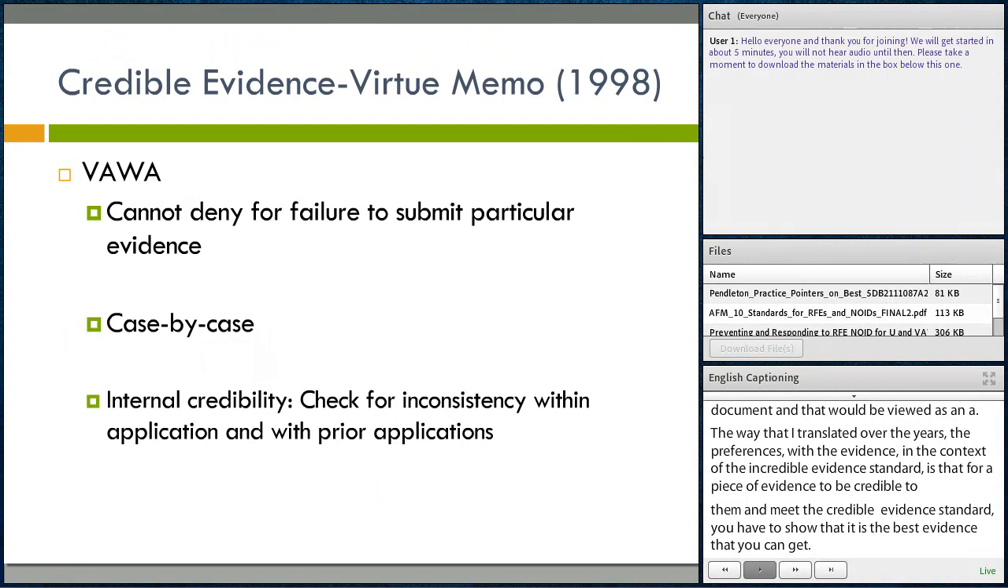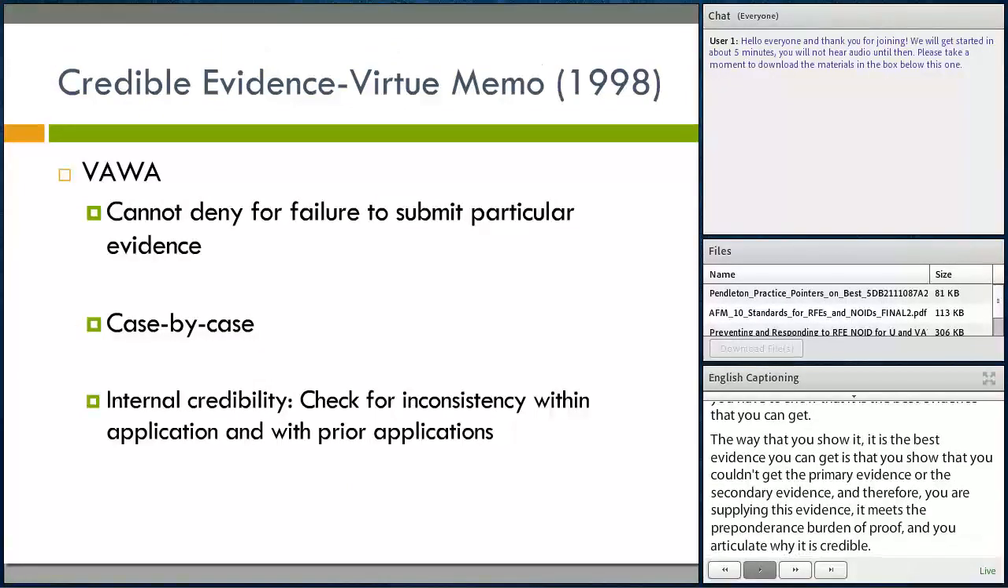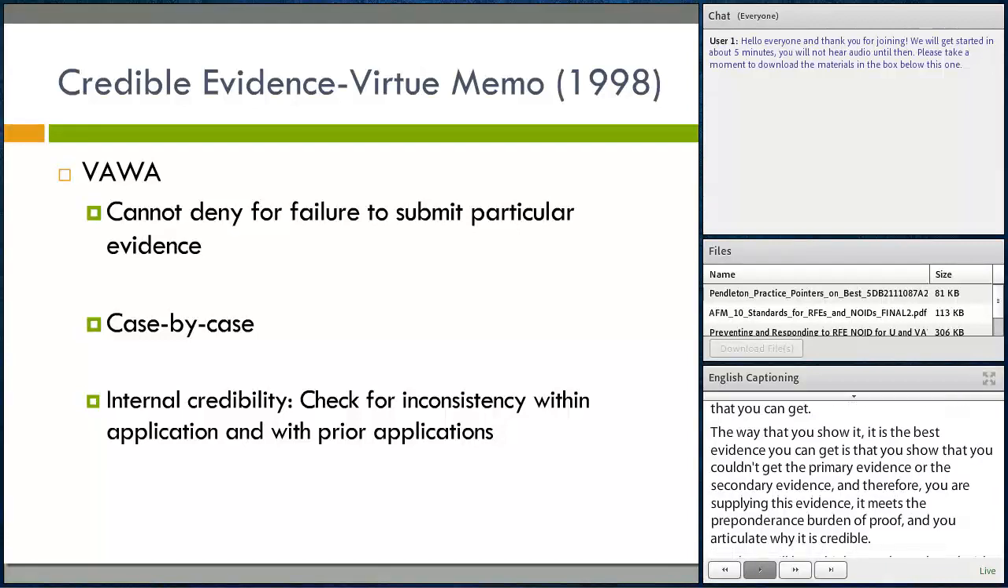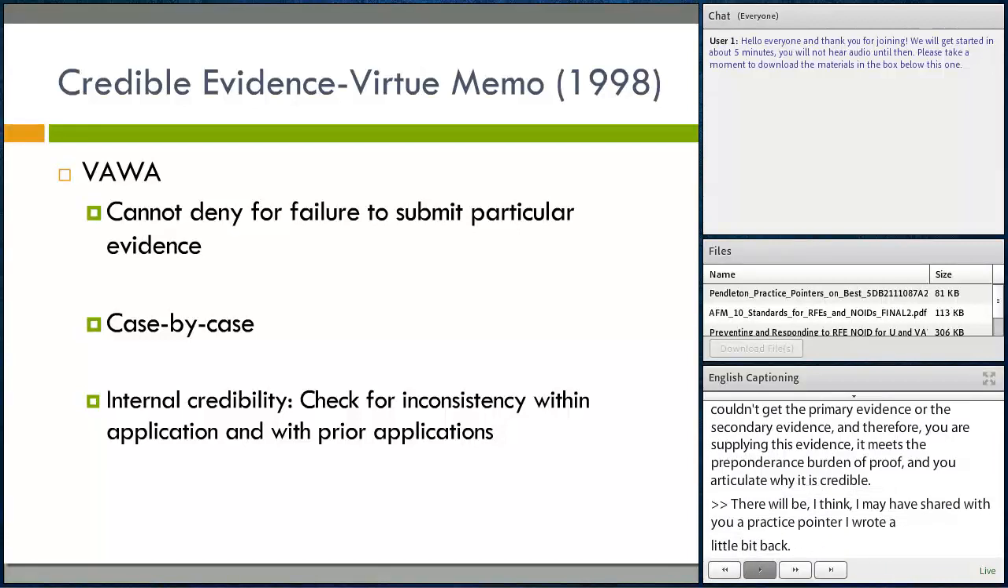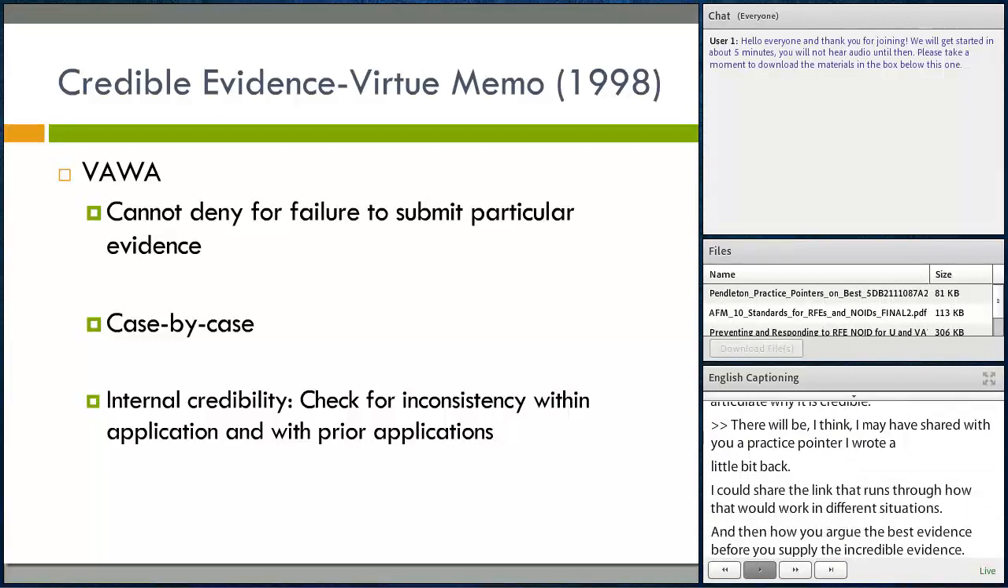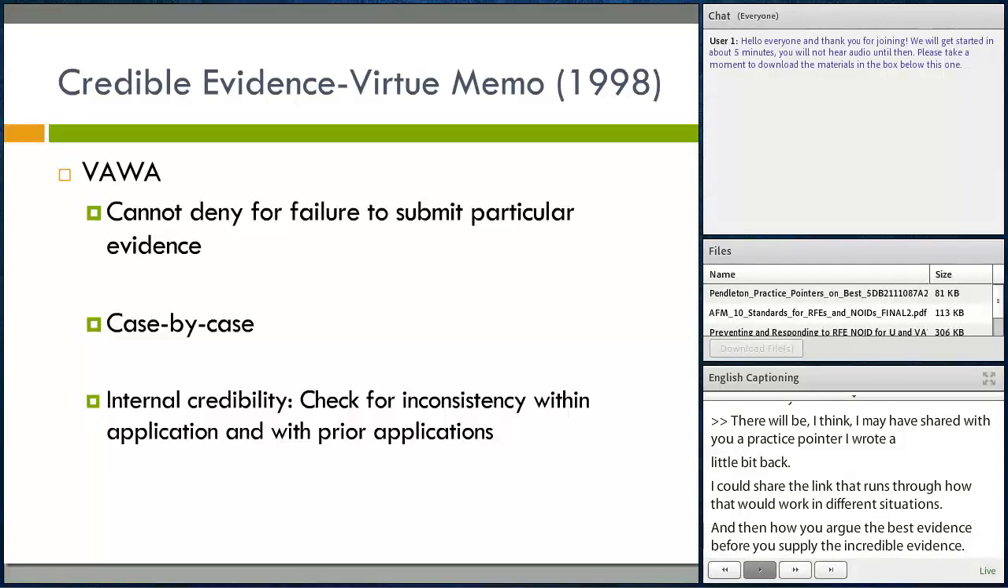I think we may have shared with you a little practice pointer I wrote a while back after doing many TAs on this, and if not, we can share the link. It runs through how that will work in different situations and how you argue the best evidence before you supply the any credible evidence. So this is the fundamental memo where the Immigration Service, I think at the time it was INS, or might have just turned into CIS, implemented the any credible evidence standard.